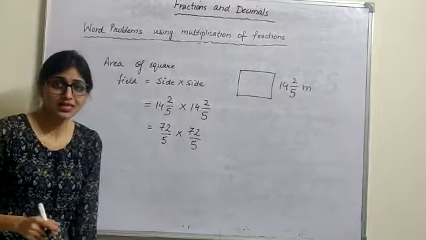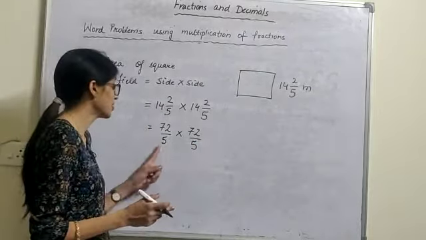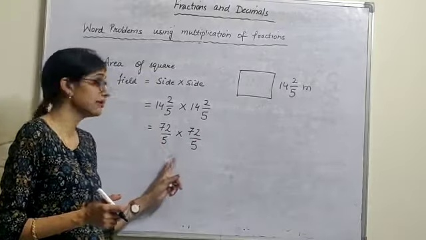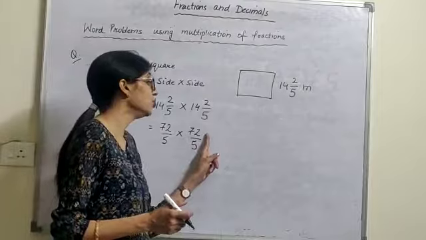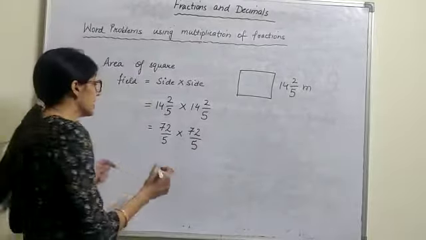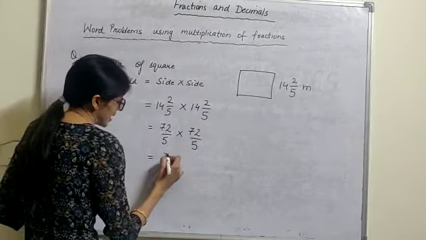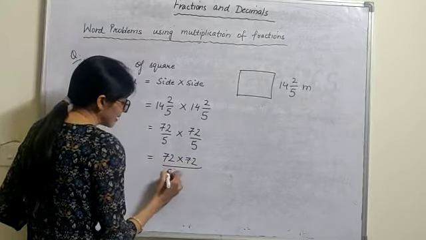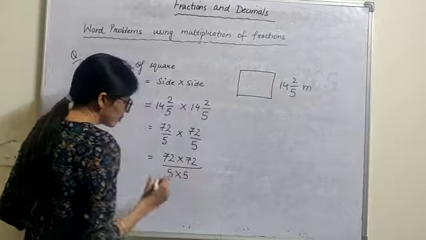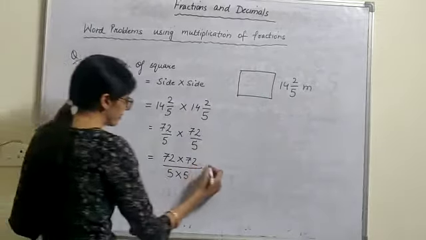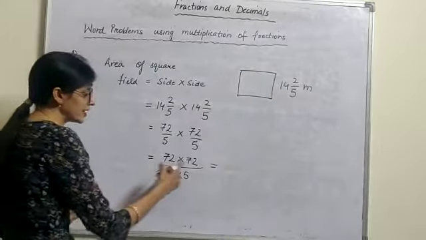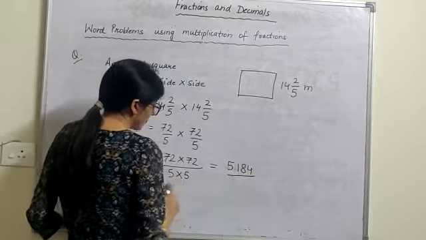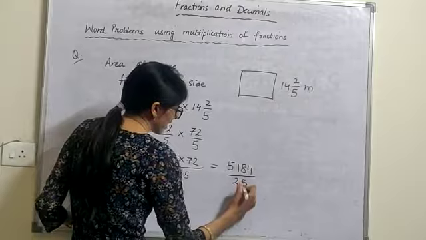Also we have discussed that when two fractions are given in this way, that is numerator upon denominator multiplied by numerator upon denominator, then we multiply both the numerators together and in the denominator we multiply both the denominators together. So 72 multiplied by 72 is 5184 and 5 into 5 is 25.